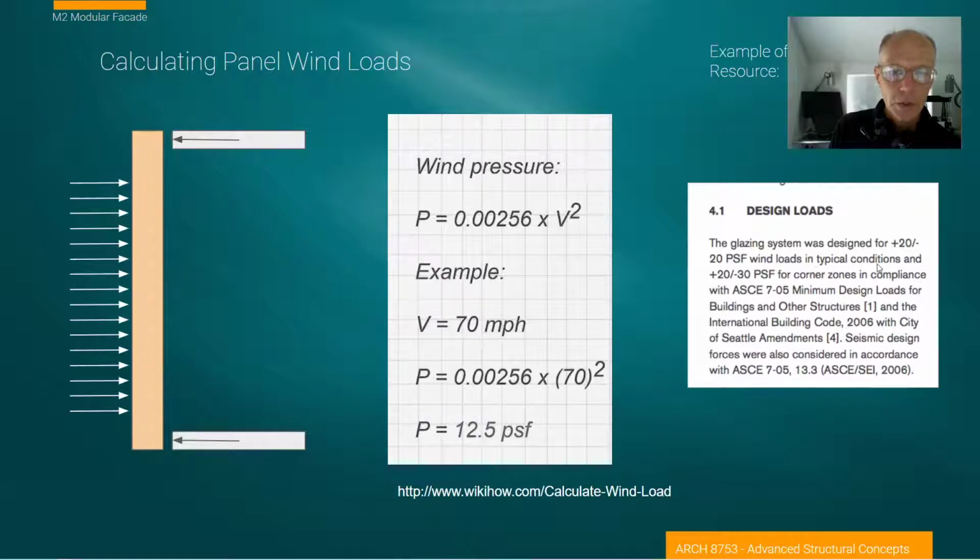I found that glazing systems, and I probably captured this from another document, just as a touchstone to reality, were designed for plus or minus 20 pounds per square foot wind loads, a typical condition. They talk about corner loads, which indicates that there are other issues in building design that we might want to consider.